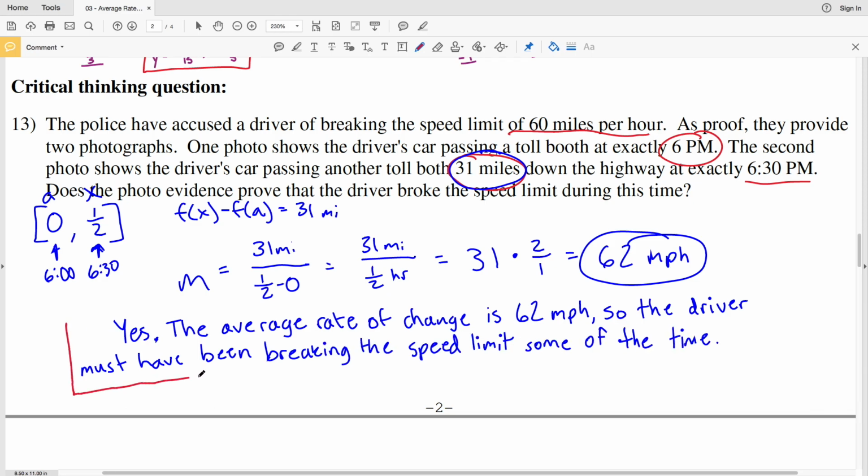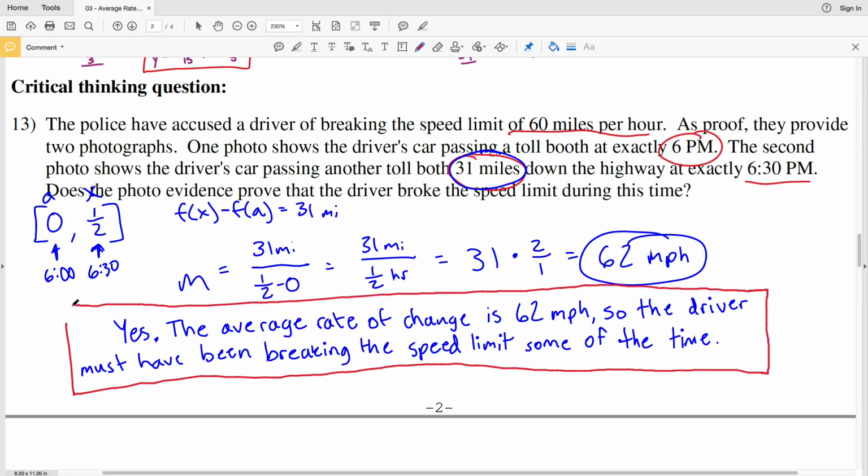So yes, the average rate of change is 62 miles per hour, so the driver must have been breaking the speed limit some of the time. So again, he isn't necessarily speeding that entire time, but for the average rate of change to exceed that speed limit, he must have been going above 60 some of the time. And with that, we wrap up this calculus worksheet on average rates of change.